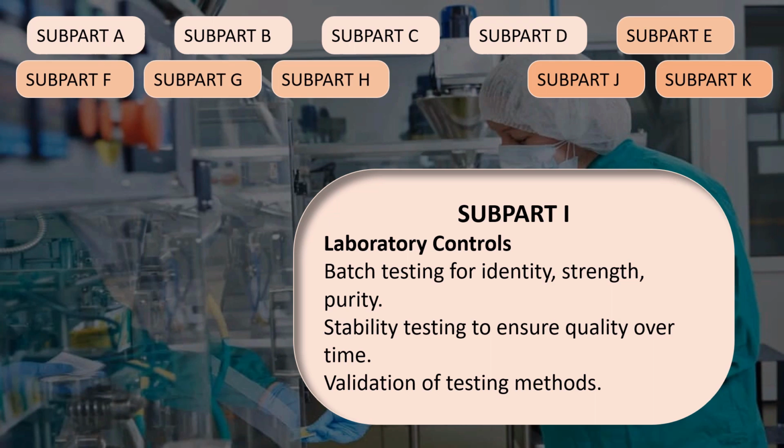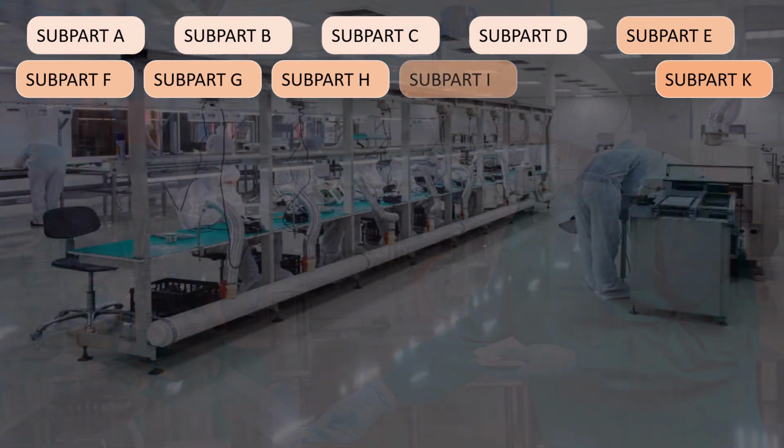Subpart I, Laboratory Controls. Subpart I outlines the regulations required for laboratory operations for pharmaceutical products so as to maintain quality, safety, and efficacy. Examples of some guidelines are: 1. Testing. Each batch of the drug must be tested for identity, strength, purity, and quality. 2. Validation of methods. All testing methods must be validated to ensure they provide accurate results. 3. Stability testing. Drugs must be tested over time to ensure they maintain their quality throughout their shelf life.